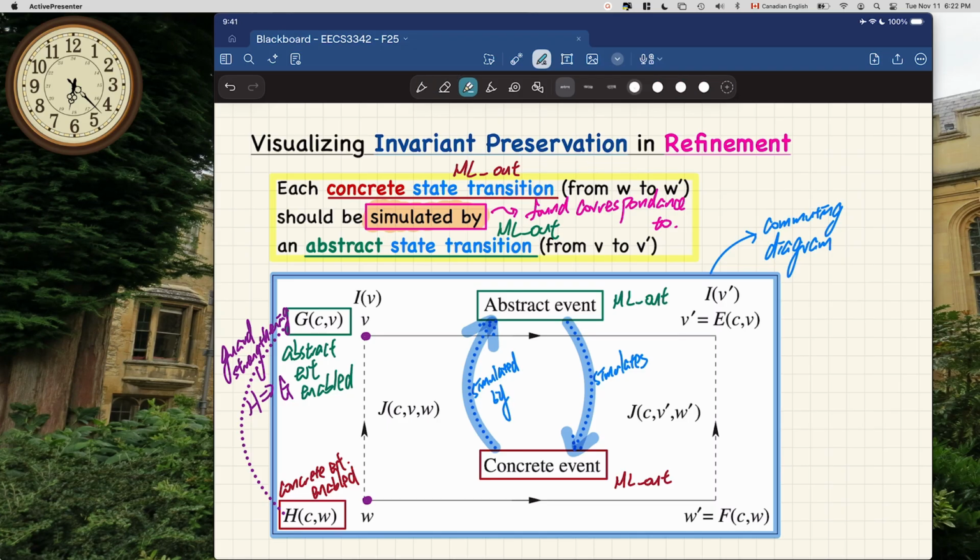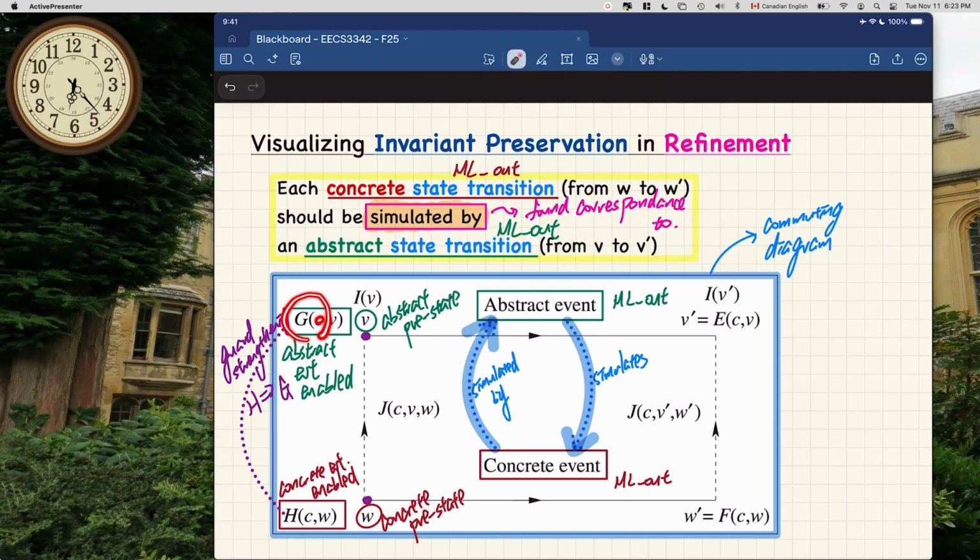And you can think about here, the W is what we call the concrete pre-state, the pre-state in the concrete world, where H is enabled. And also the V here is the abstract pre-state, where the abstract guard is true. That means the abstract event is enabled.